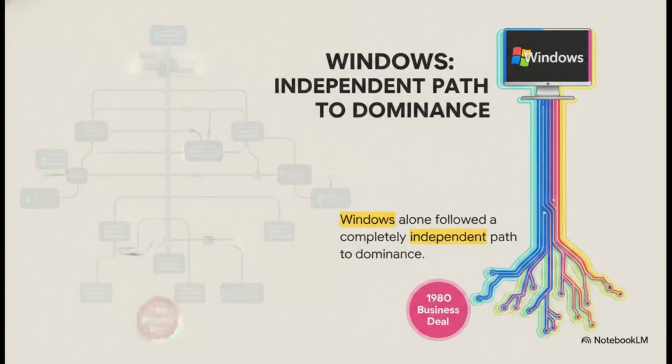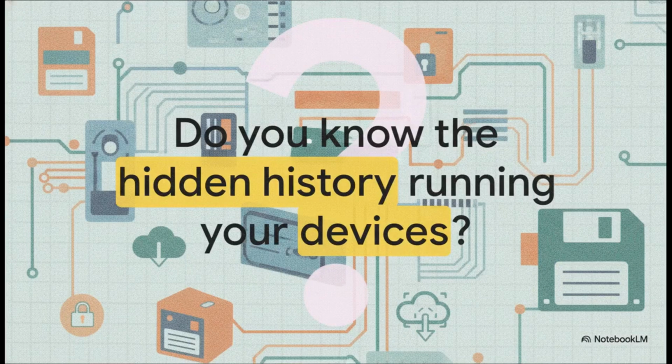When we step back and look at the whole picture, we see that Windows alone stands out. Born from that super-specific 1980 IBM business deal and propelled by the insanely broad licensing of MS-DOS, Windows followed a completely separate, independent path to its dominance on the personal computer. It is just fascinating how these layers of history build the modern world. So the next time you tap your screen, save a file, or unlock your phone with a quick glance, ask yourself, what other invisible, intertwined histories are quietly shaping the world around you every single day?